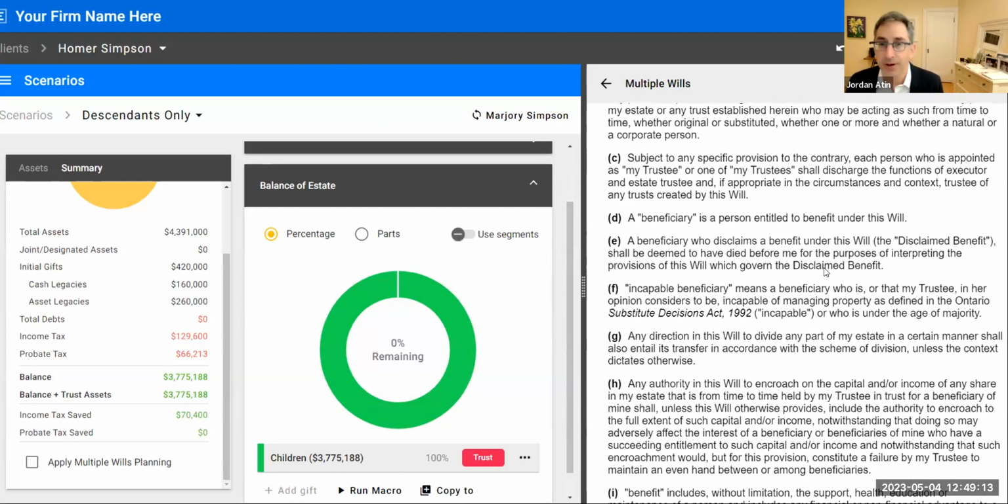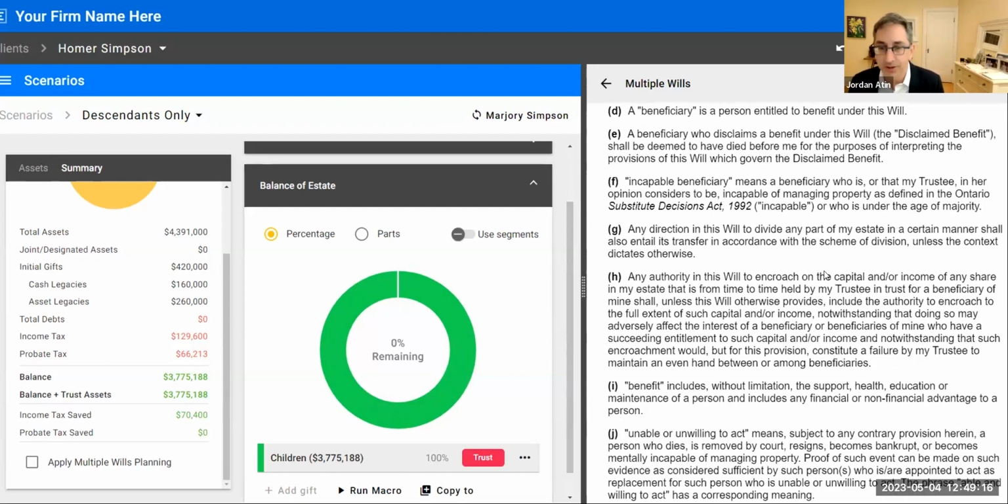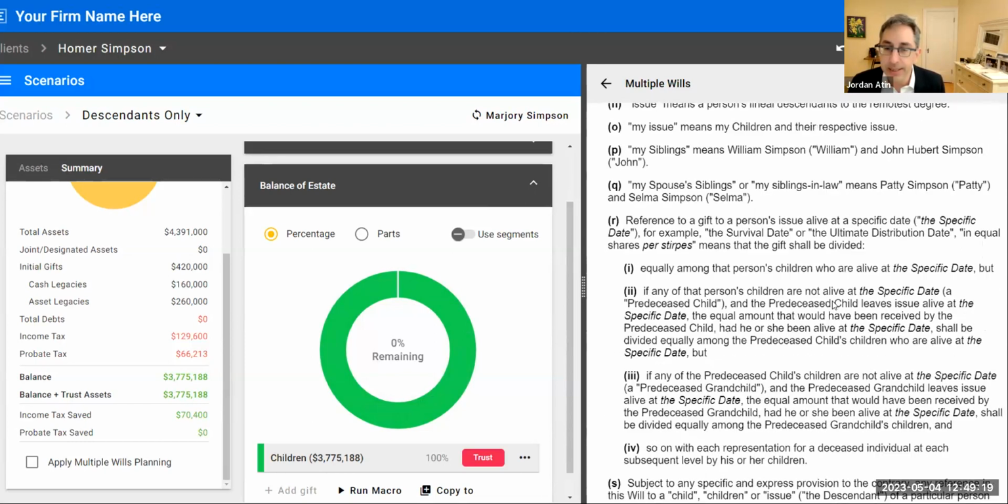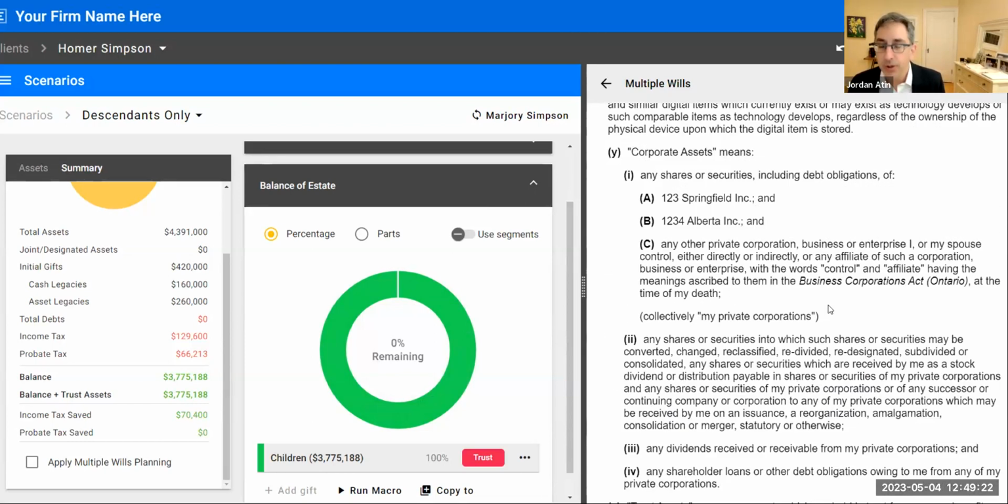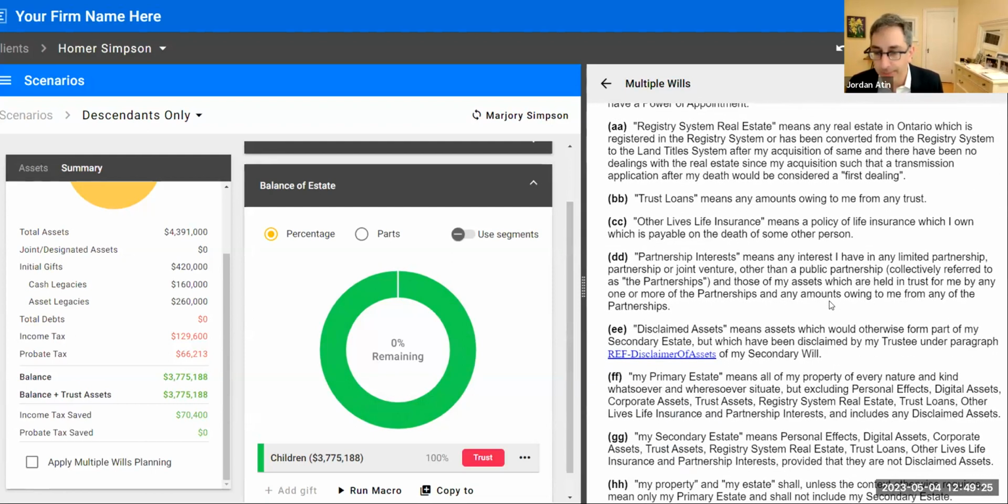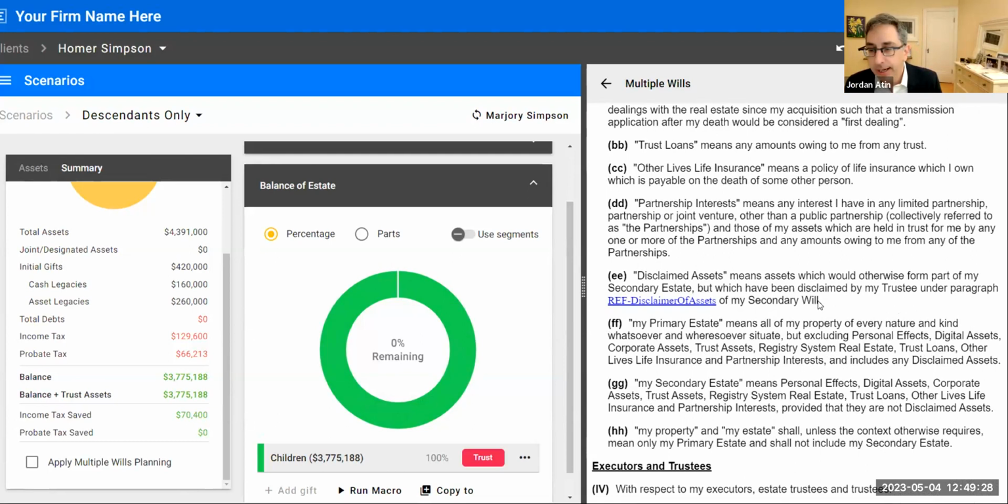The first important part of multiple wills that we'll talk about is just the definitions. And the reason the definitions are important is they set out what assets are governed by which will. And that's really important. So look at paragraph GG, for example. That sets out, okay, my secondary will is going to govern my secondary estate. And those are my personal effects, my digital assets, my corporate assets, my trust assets, my registry system real estate, my trust loans. So a bunch of assets that we've talked about. And then my primary will is everything else, okay?